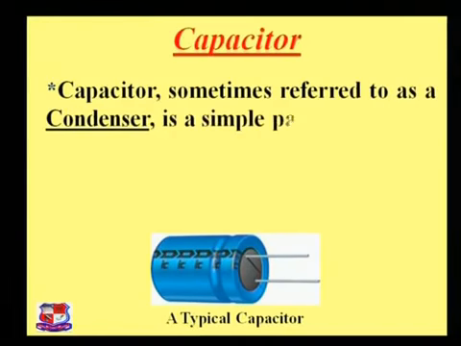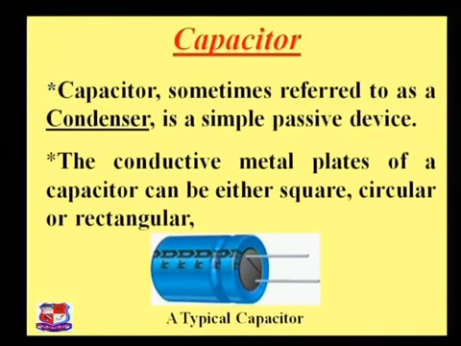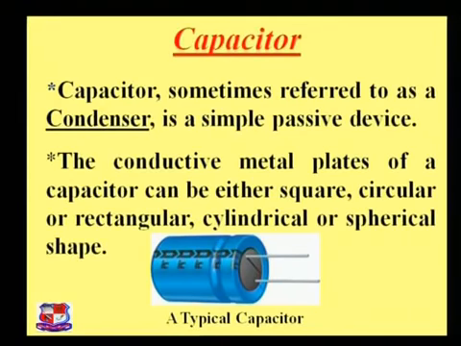Here at the bottom of the slide you can see the view of a capacitor. A capacitor is sometimes referred to as a condenser, a simple passive device. So if anywhere you hear the word condenser, it's nothing but a capacitor. The metal plates of a capacitor can be in the form of square, spherical, cylindrical shape, or strip form. So different kinds of conducting plates are available in the market. Here is one view of a capacitor, which is in cylindrical shape.